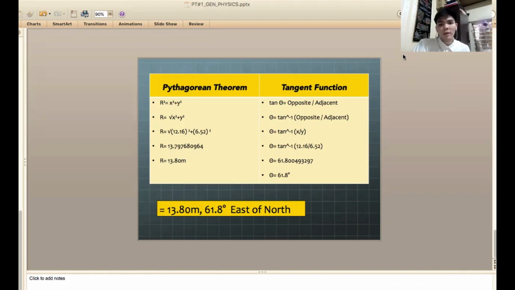With the tangent function, we're going to find the angle. So the angle is equal to tangent raised to negative 1 of x over y, because in our angle, x is the opposite and y is the adjacent. So tangent raised to negative 1 of the quantity 12.16 over 6.52. When solving it in the scientific calculator, we get 61.80493297, and estimating it, we have 61.8. So our final answer will be 13.80 meters, 61.8 degrees east of north.